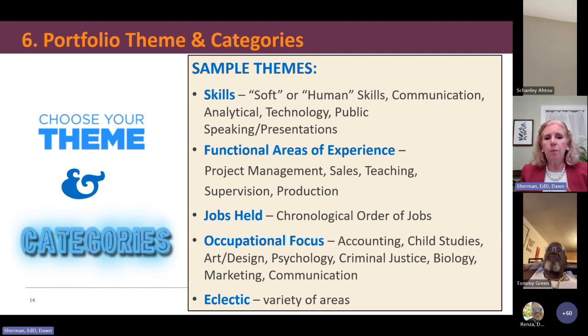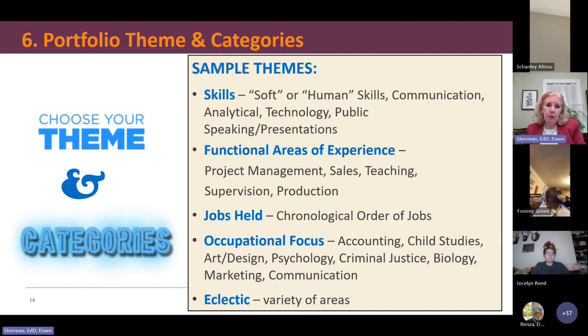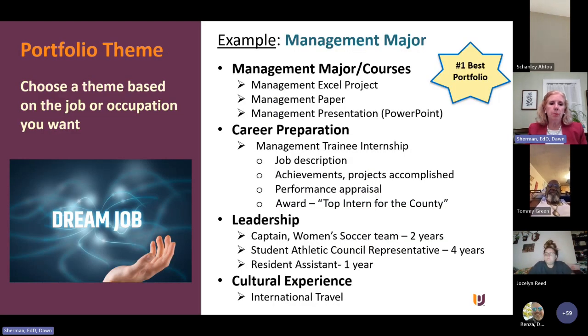Okay. So creating that theme is really important, and then from that, what are the categories? My theme is going to be, as I said, criminal justice. Everything that I've learned in criminal justice, this is where I want to go. And then what categories do I want to have? Do I want to have coursework? Do I want to have internship? Do I want to have work experience? What are the categories within that theme? This is really important so that it looks like you are organized when you get there. And I'm going to show you the next slide and talk a little bit about an example here.